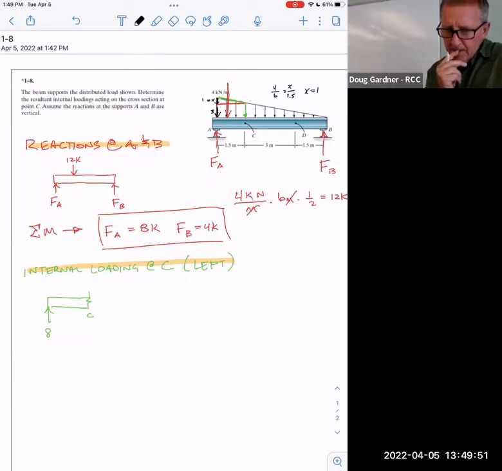3 times 1.5. Good. 3 times 1.5. So what is that? 4.5? And that's right in the middle of that, right? So 4.5 right in the center of it. And then I got the triangular force, which is 1 times 1.5, which is 1.5, but then I got to cut it in half. So it's 0.75.